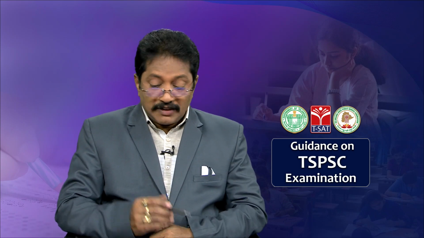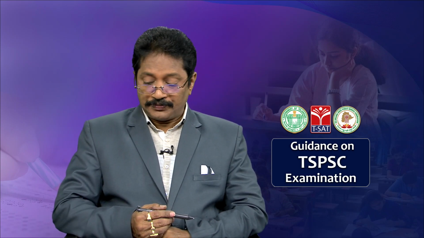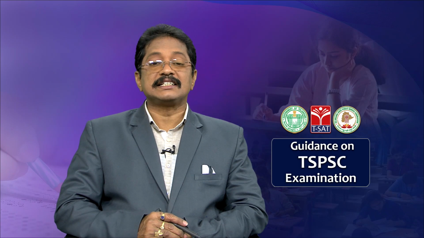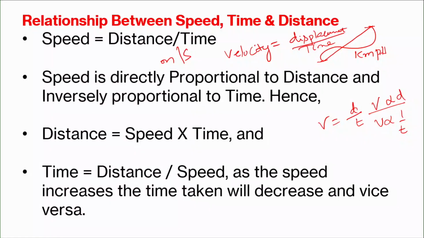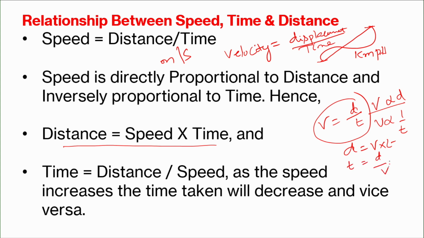So we can say one relation, I will give the relation also later: distance is equal to speed times time, v is equal to d by t. So d is equal to vt, velocity into time, correct. And time, you can say t is equal to d by v, distance by speed.